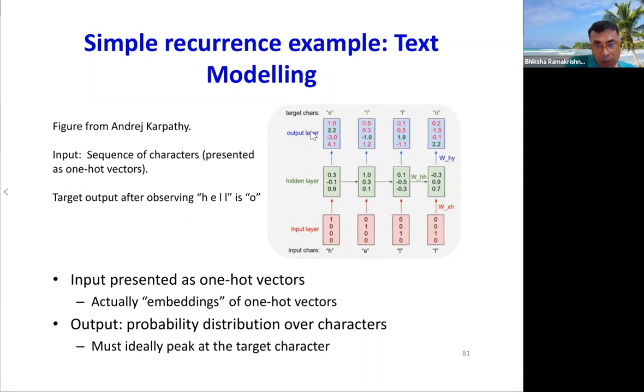The actual output is not going to be a single symbol. The output is going to be a probability distribution over all of the symbols. Here, in Karpathy's example, he's showing the logits, but then you'd apply the softmax on it and you get a probability distribution. And so what you really want is that when it sees the character H, the probability of E must be the highest out here. When after seeing H and E over here, the probability of L must be the highest here, and so on. So when it's seen the entire input sequence, you want the most probable character to be the character O.